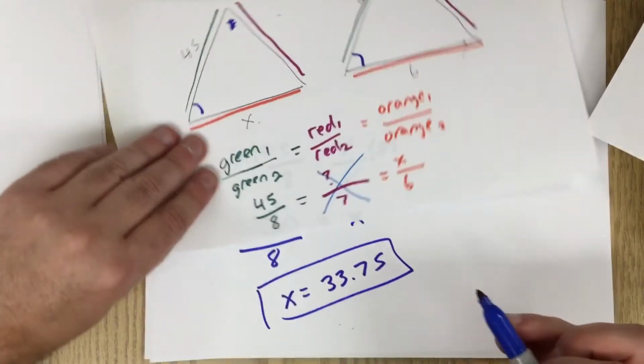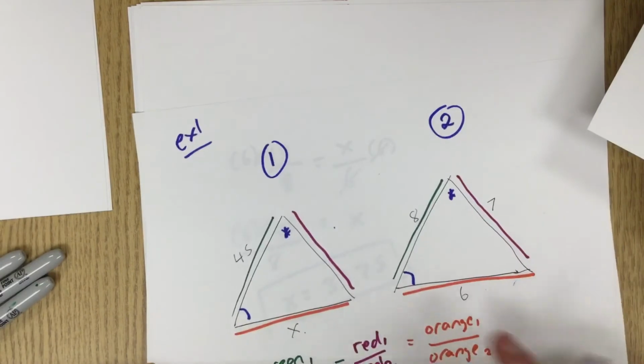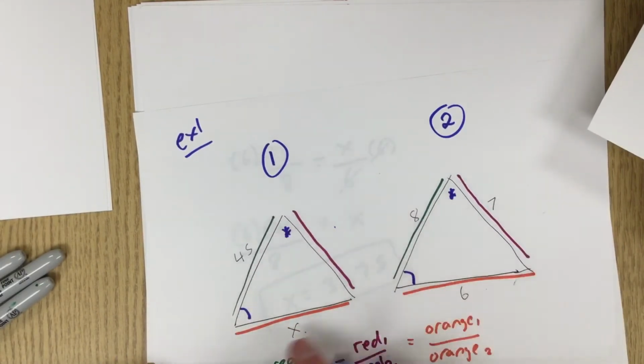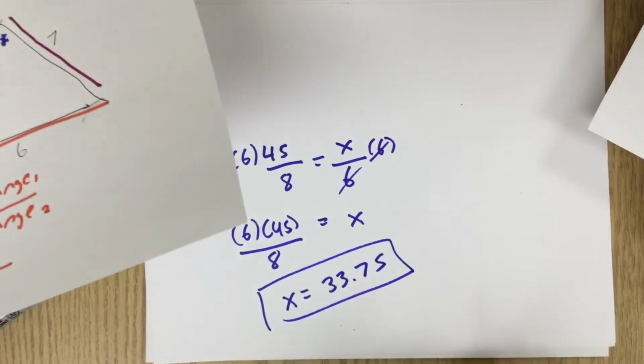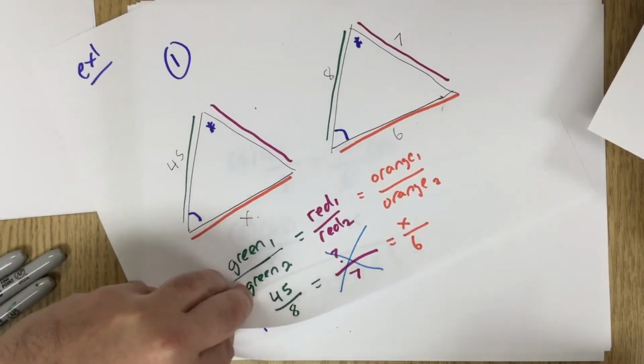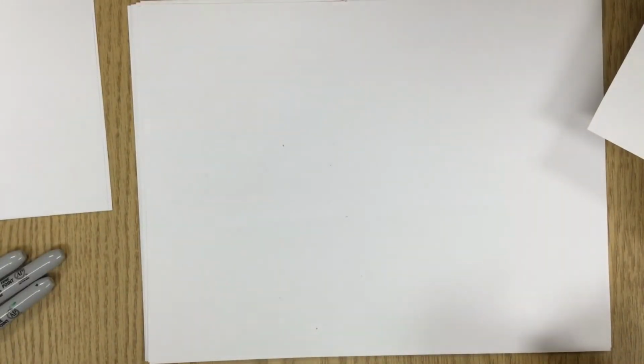So these similar triangles over here, if this is x and this is 45 and it's similar to this triangle of 6, 7, 8, we can see that this x over here is 33.75. And that's that example over there.